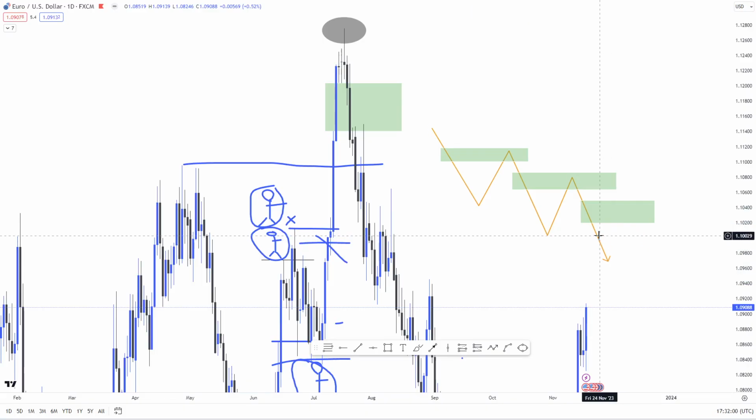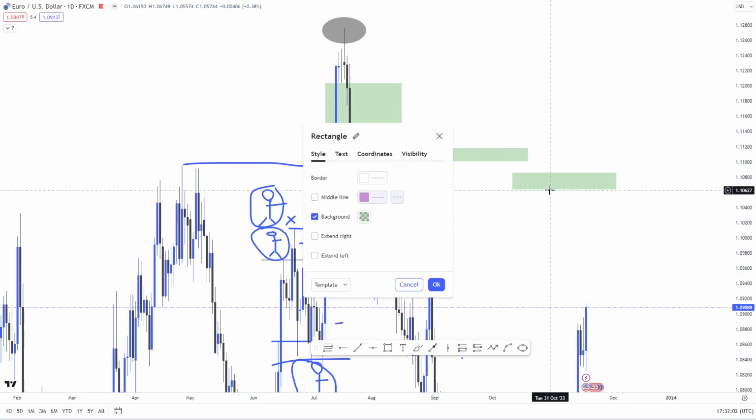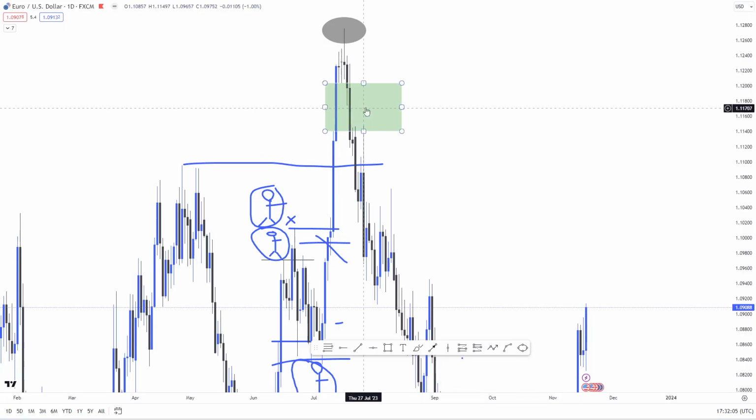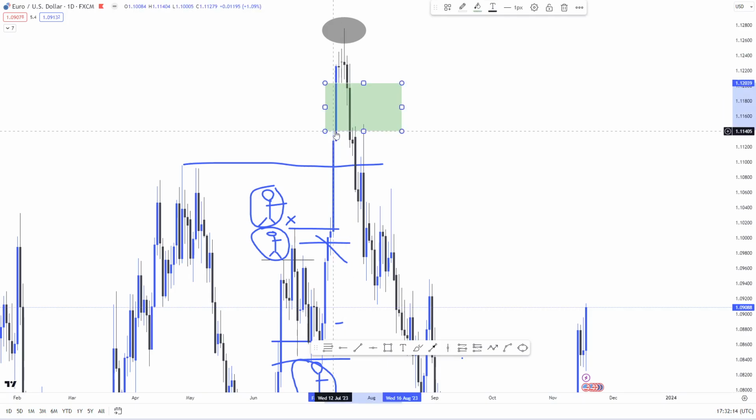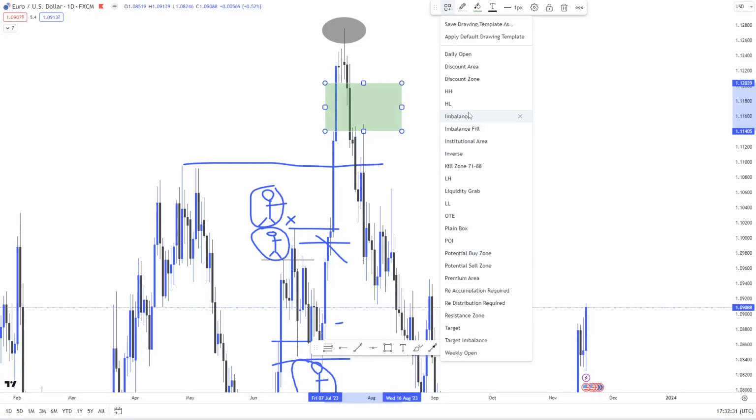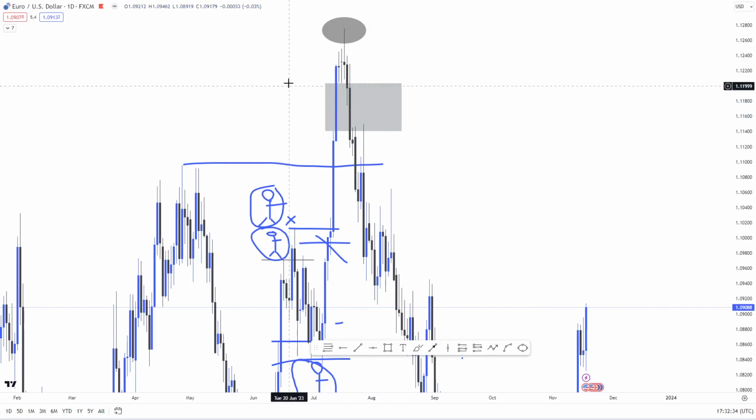So now what we're left with is price rebalancing until you can see the rebalance here. What's happened? We have rebalanced to the point where we have actually violated this imbalance that's been created. Now, why is that significant? It's very significant because buyers have been violated. Sellers have overpowered this imbalance, which now means this is what's known as an inverse fair value gap. So it's not being respected. And what we need is for imbalances to be respected.